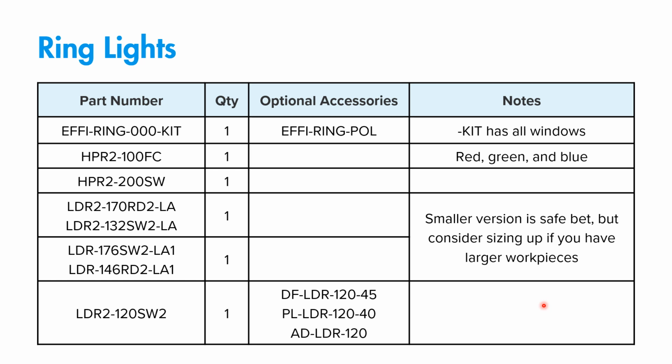And then the last ring light that we recommend is the LDR2 120 in white. We recommend getting a diffuser for that to add more uniformity, and a polarizer for that to be able to polarize the light. And then this adapter right here attaches the polarizer and the ring light, or polarizer and the diffuser to the light. So that's what we recommend for ring lights in your lab.